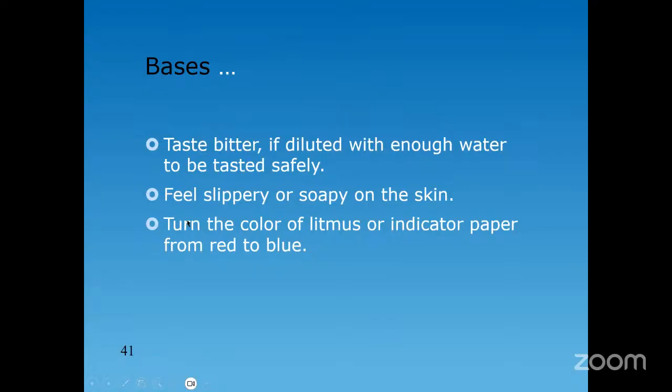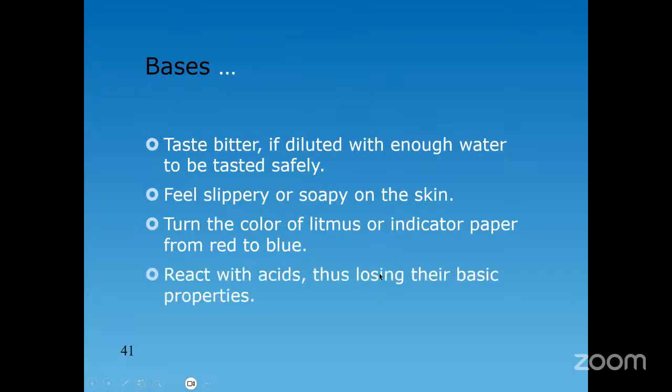The third property here is that it turns the color of red litmus blue, right? So it does the opposite in terms of the litmus paper test in the case of acids. And the fourth property here is that they react with acids, losing their basic properties. So this is in reference to the same neutralization reaction which I discussed with respect to acids, all right?